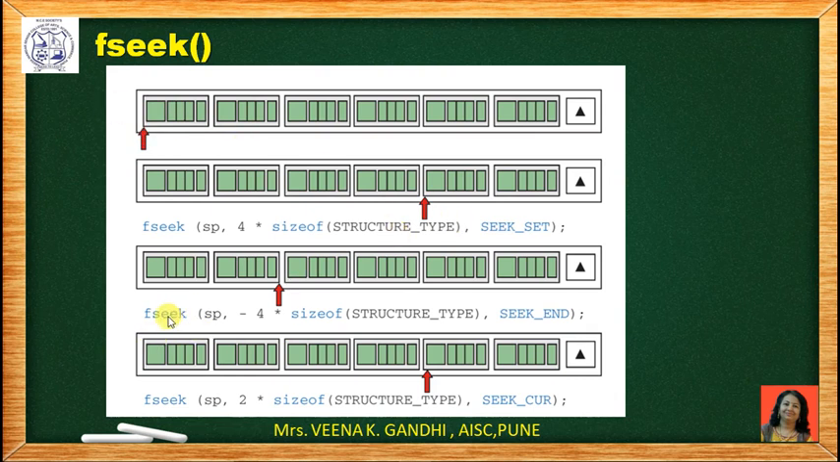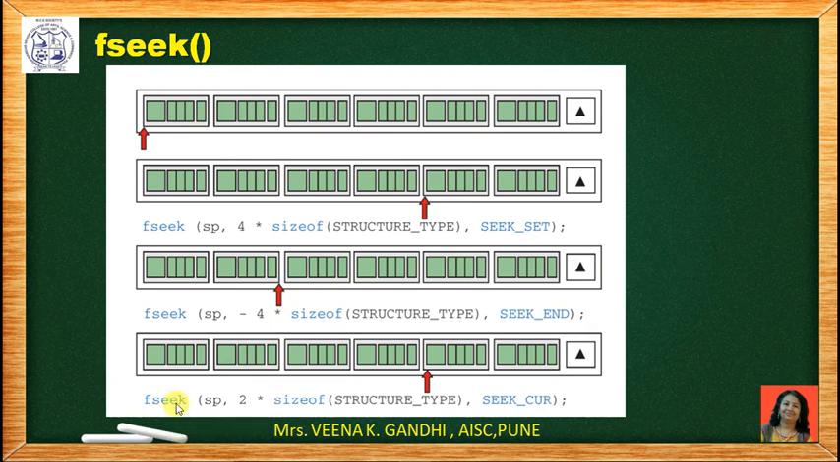Now second, you can see here fseek(fp, -4 * sizeof(struct type), SEEK_END) means move the file pointer in the backward direction from the end of the file. How many records? Minus 4 means in the backward direction. So it moves 4 records in the backward direction from the end of the file. You can see the file pointer is here. Now the file pointer is now here.